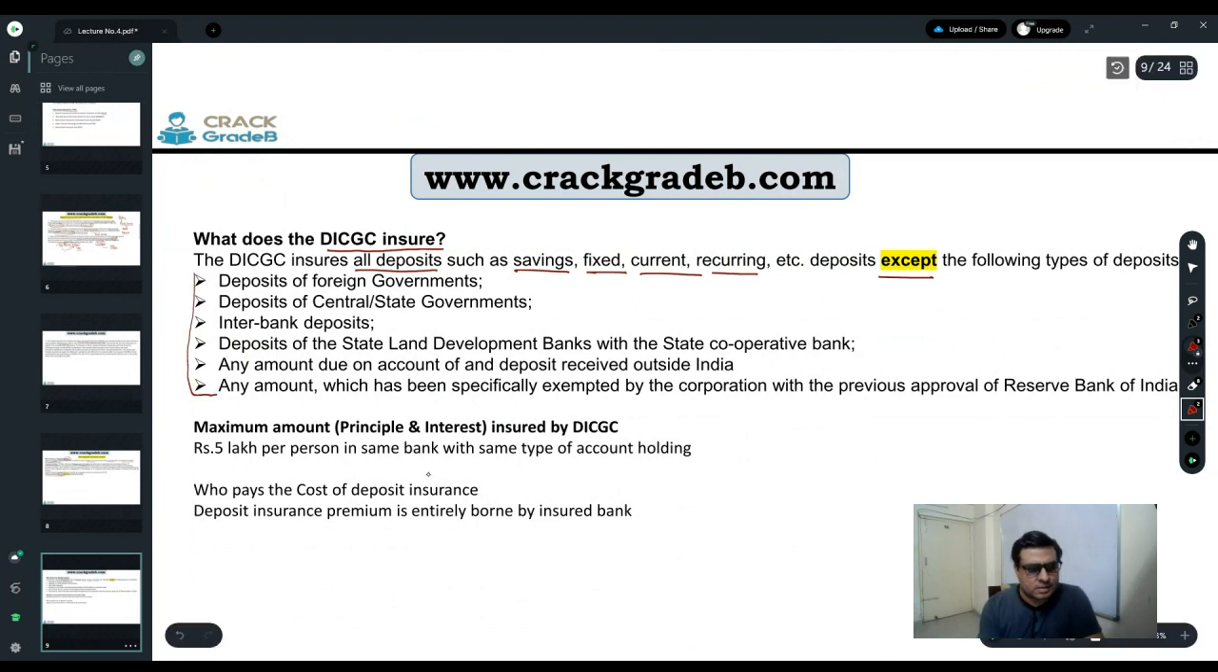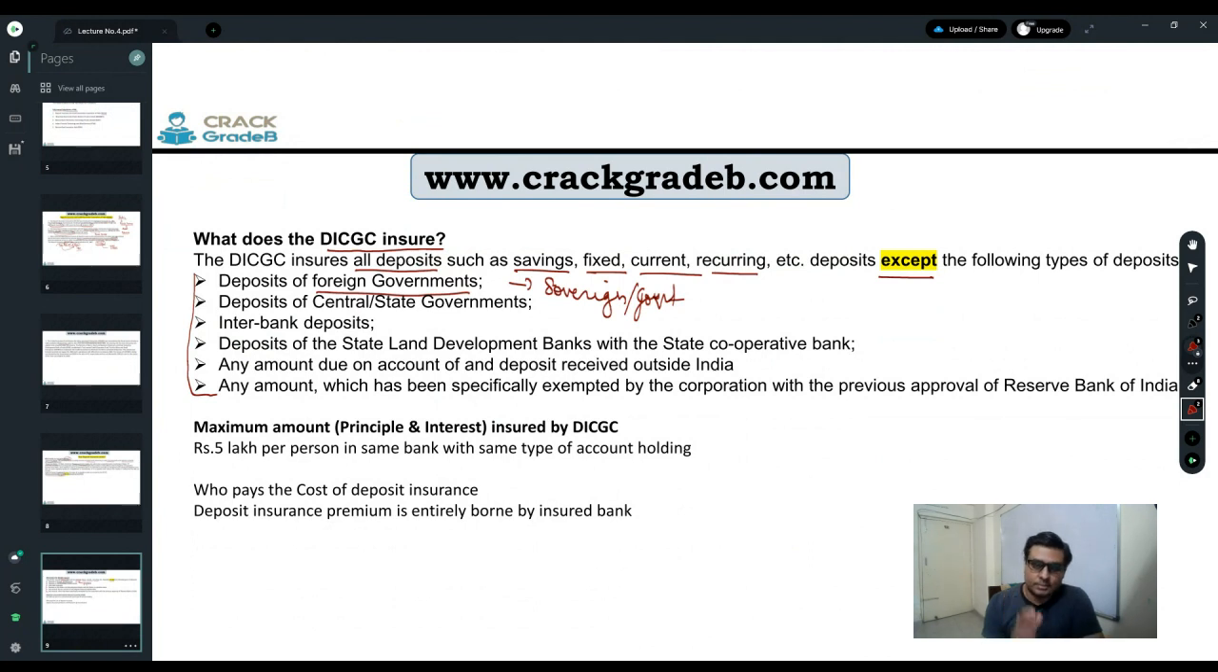Before going into the details of these deposits, try to understand why they are not being insured, because these kinds of deposits are already insured by a sovereign, that is the government of India, a state government, or a foreign country's government. This is the reason they are generally not insured. Now just read the list. Deposits of foreign governments, that is sovereign. Sovereign and government are interchangeable terms, so keep this in mind.